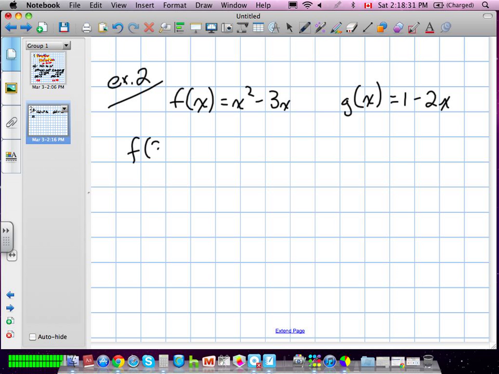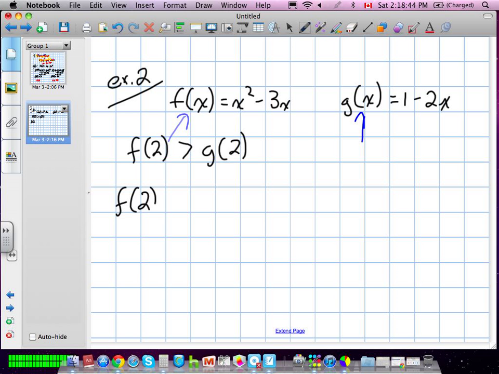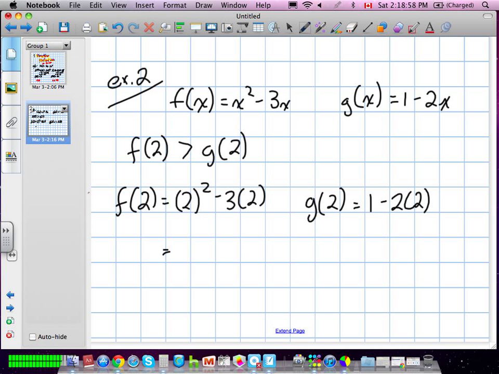What that means is they want us to plug in 2 for each of these and find out what they're equal to. So in our first one, we write f at 2 is equal to, and we replace the x with the number 2. And in the other one, g at 2, which is a different equation, 1 minus 2 times 2. So in the first one, we end up with 4 subtract 6. And here we get 1 subtract 4, negative 2, negative 3. So right there we've proven that negative 2 is greater than negative 3. We've just proven this part here by solving that part of the equation.